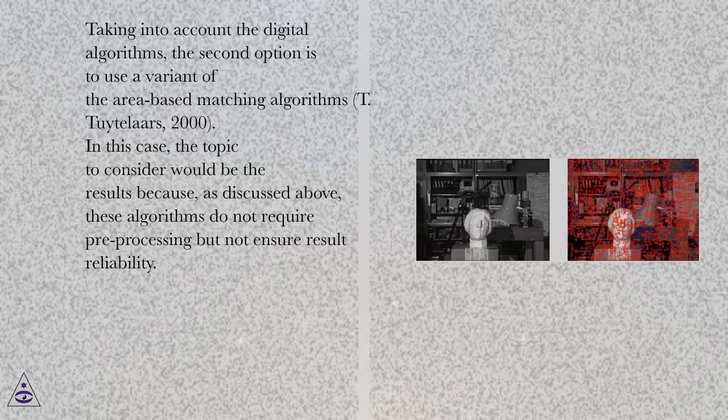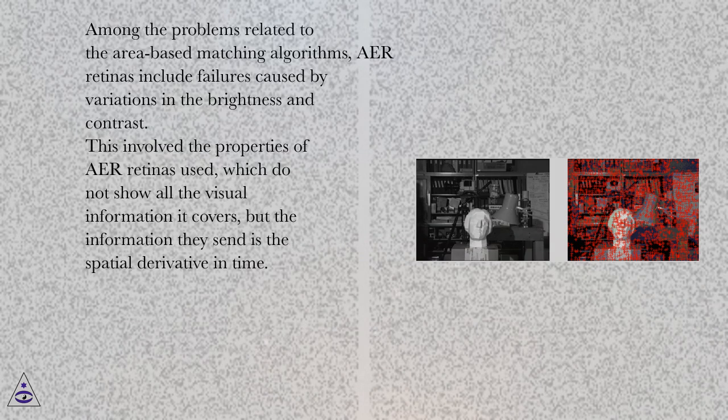Taking into account the digital algorithms, the second option is to use a variant of the area-based matching algorithms, Scharstein, 2002. In this case, the topic to consider would be the results because, as discussed above, these algorithms do not require preprocessing but do not ensure result reliability. Among the problems related to the area-based matching algorithms, AER retinas include failures caused by variations in the brightness and contrast. This involves the properties of AER retinas used, which do not show all the visual information they cover, but the information they send is the spatial derivative in time.